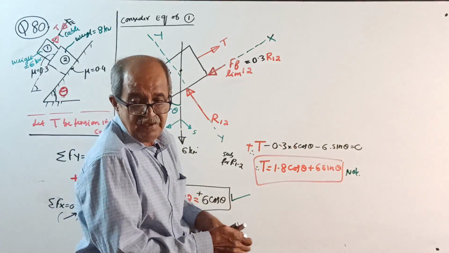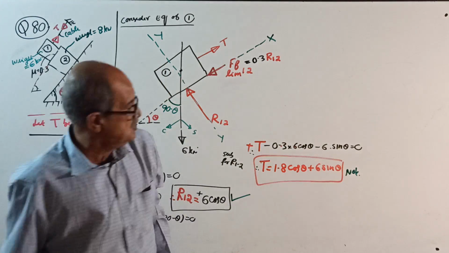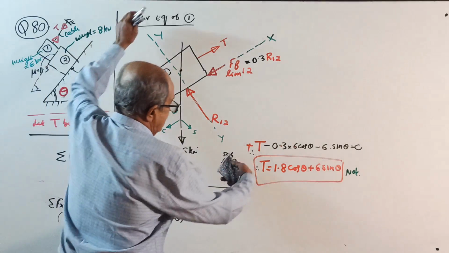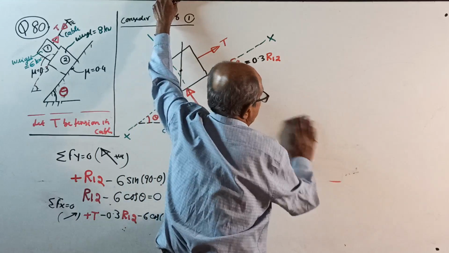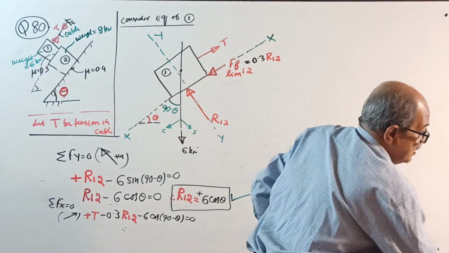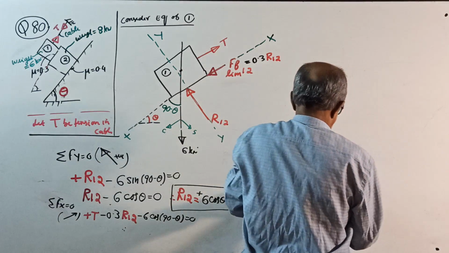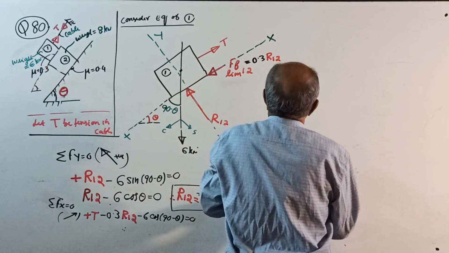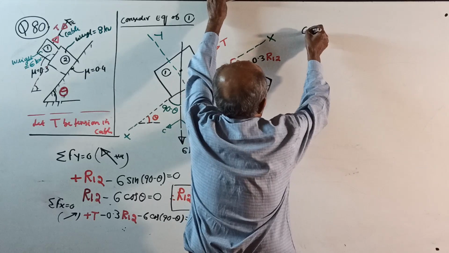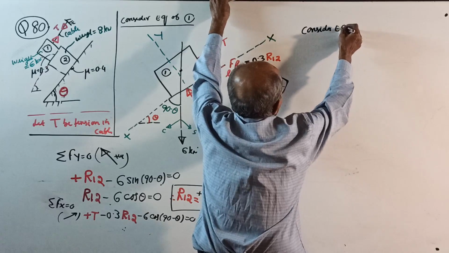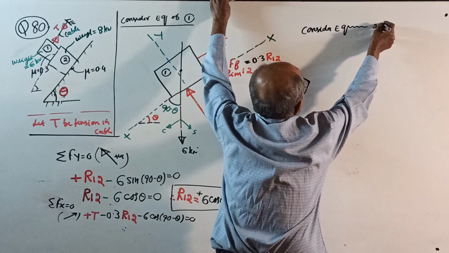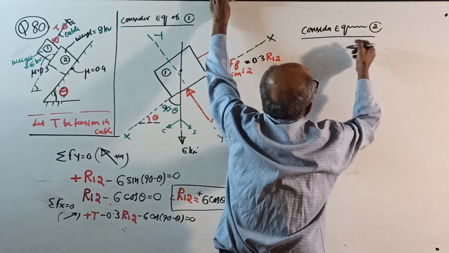Okay. Now, important part, second part. This I'll remove now, not required. Now, with the big sketch I write. First of all, consider equilibrium of block 2. Some people will ask, sir, what is EQ?